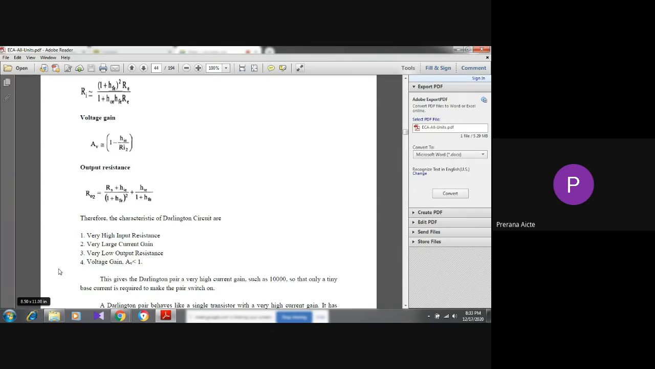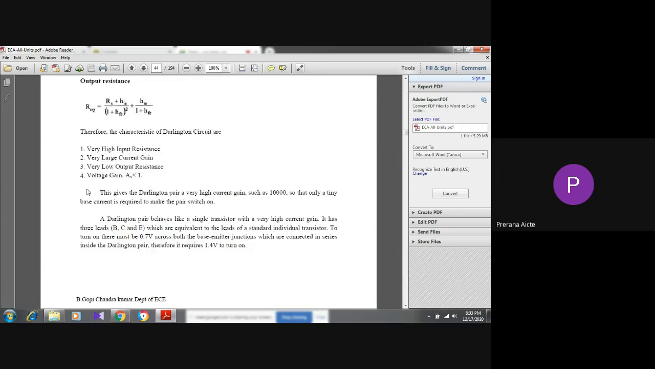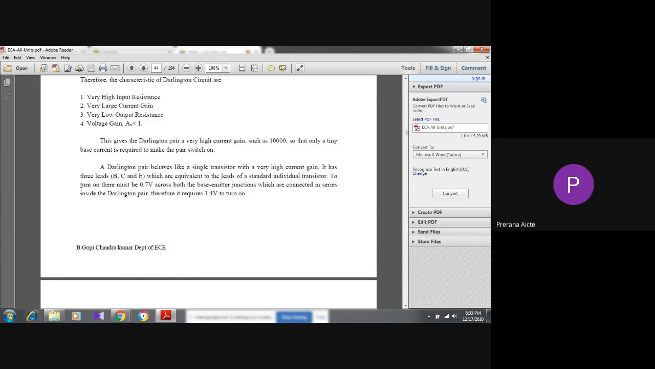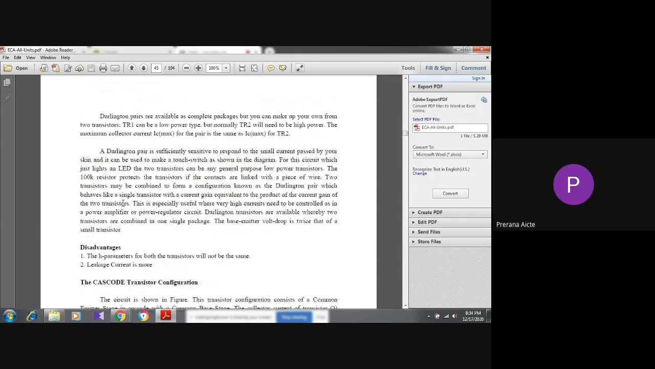Next, this gives the Darlington pair very high input current gain and direct current gain, approximately 10,000, so that only a tiny base circuit is required to make the pair switch on. The Darlington pair behaves like a single transistor with a very high current gain. It has three leads, B, C, E, which are equivalent to the leads of a transistor. To turn it on, we have to give a minimum voltage of 0.7 volts across both base emitter junctions, which are connected in series inside the Darlington pair. Therefore, it requires 1.4 volts to turn on. And this is the operation and other important points about the Darlington pair.